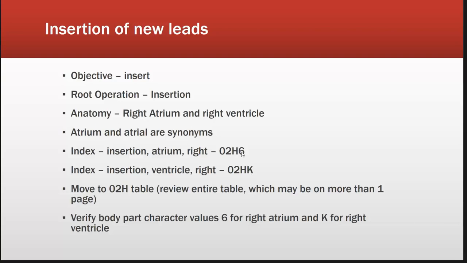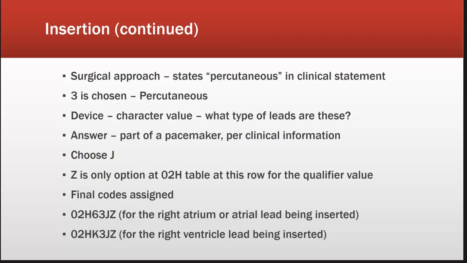So your body part values are different. So you will end up having to code 2 separate codes. They are not going to be identical because the body part values are different at this particular table, 02H. So you move to the 02H table, you review your body part values.